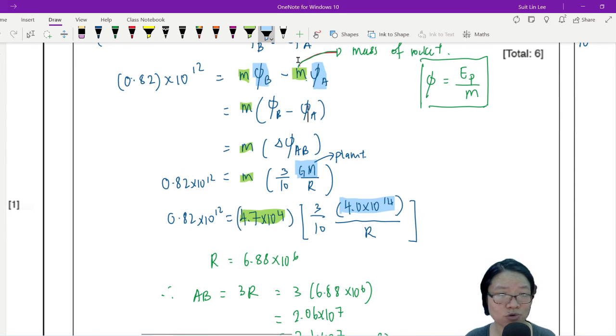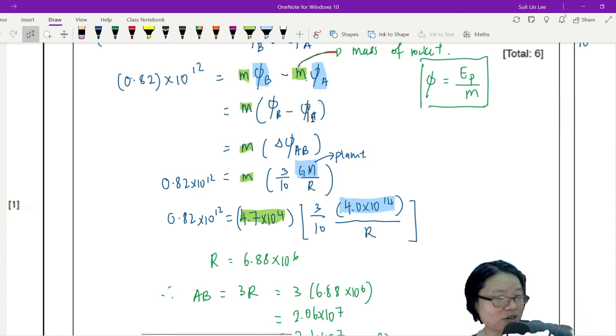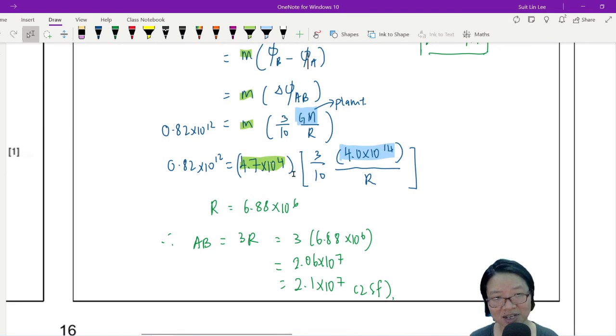All right, so I will need to find the potential at B minus the potential at A. Good news, I've already found it in the previous section, or they've given it to me and I can use it now. So that will be 3 over 10 GM over R. The question tried to help you a bit, but instead of giving you the mass, they gave you GM, so that you won't confuse the mass of the rocket and this blue color mass of the planet. But you'll be surprised lah. So make sure that it's very clear. When you write that M, know what that M represents. Is it rocket? Is it planet?